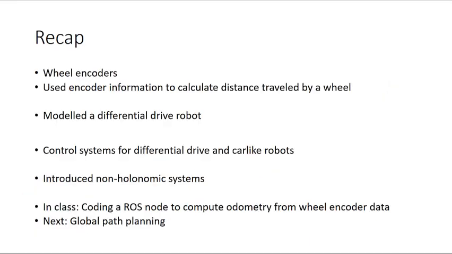Alright, to recap, the first thing we did was look at wheel encoders, and we used wheel encoder information to calculate the distance traveled by a wheel. Based on that, we were able to model the geometry of a differential drive robot and show how we calculate the change in position and change in orientation. We looked at control systems for differential drive and car-like robots, and we introduced the idea of a non-holonomic system. In class next week, you're going to be coding a ROS node to actually compute the odometry based on the wheel encoder data. And then in the following week, we're going to start looking at global path planning for robotics.